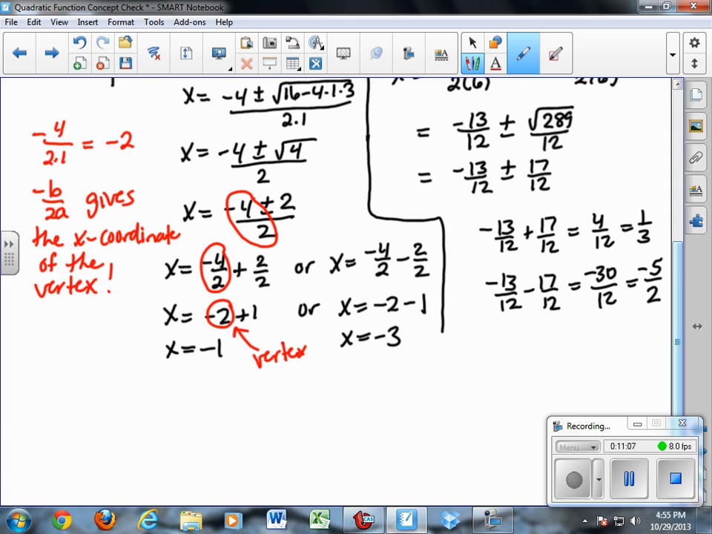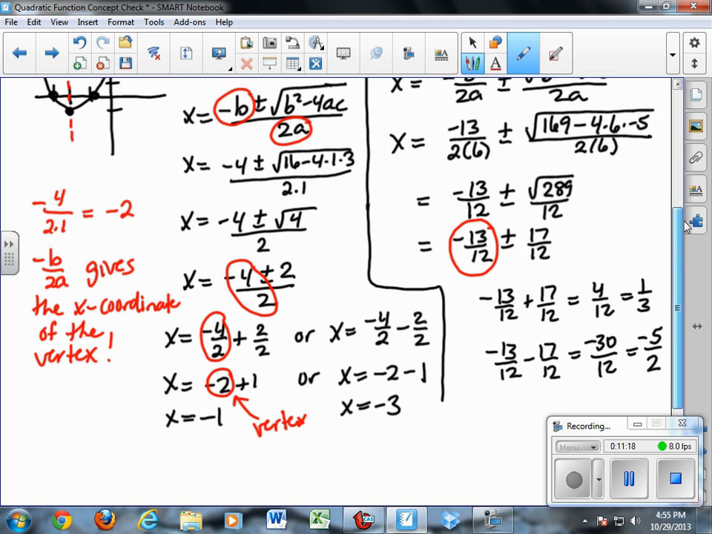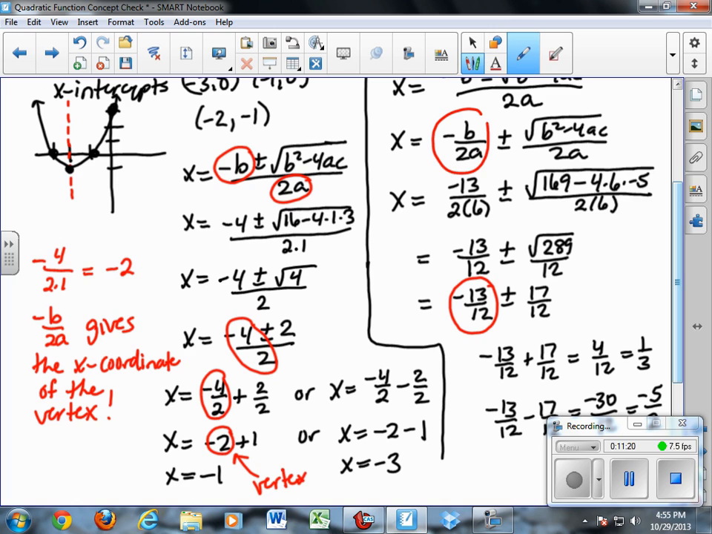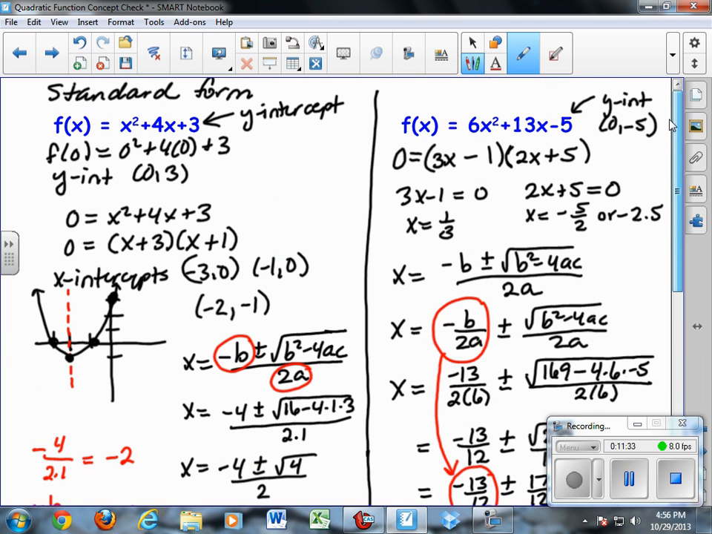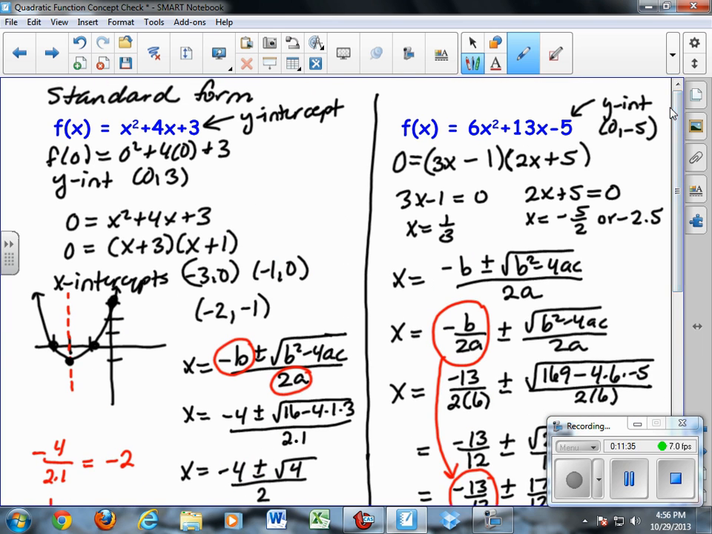But once again, big idea here is that is the x-coordinate of the vertex. So all I needed to know was negative b over 2a. That gives me the number that's halfway in between my two zeros. That gives me the x-coordinate of the vertex. Once I know the x-coordinate of the vertex, I could plug it back in the equation to find the y-coordinate of the vertex. I probably would do that on my calculator.